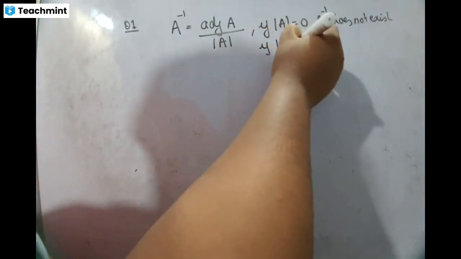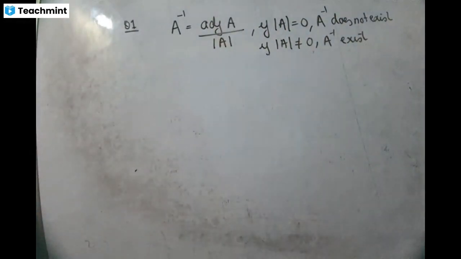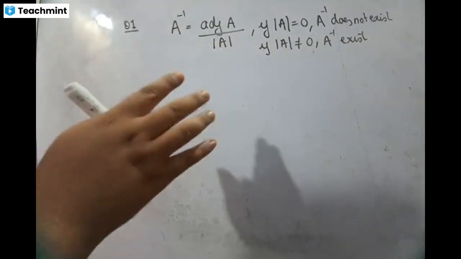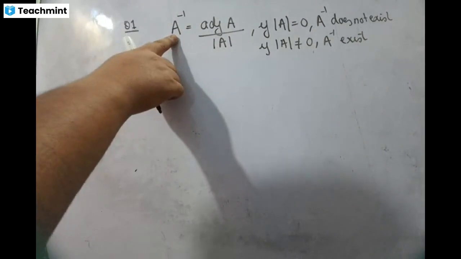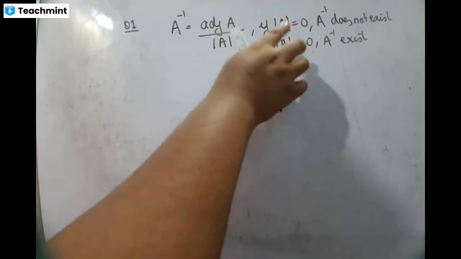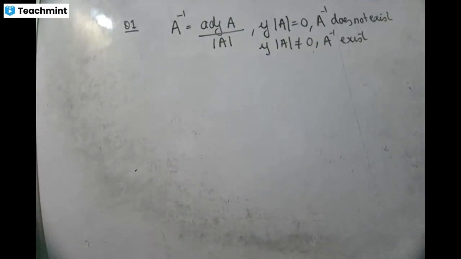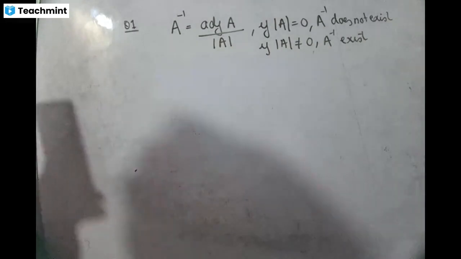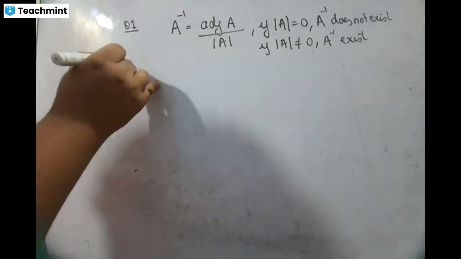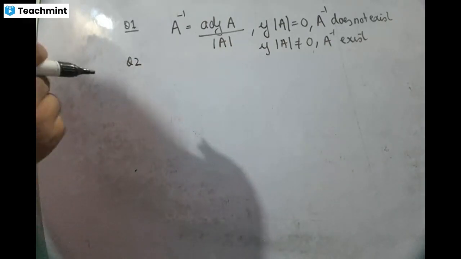And if determinant A is not equal to 0, then obviously A inverse exists, because if it's not 0, then you get a number. That means we can find out A inverse. Is that clear? So what is the right option? The question says, what should be the characteristic of A for A inverse to exist? The determinant cannot be equal to 0, which means the matrix A is non-singular. So the right option is C, non-singular.